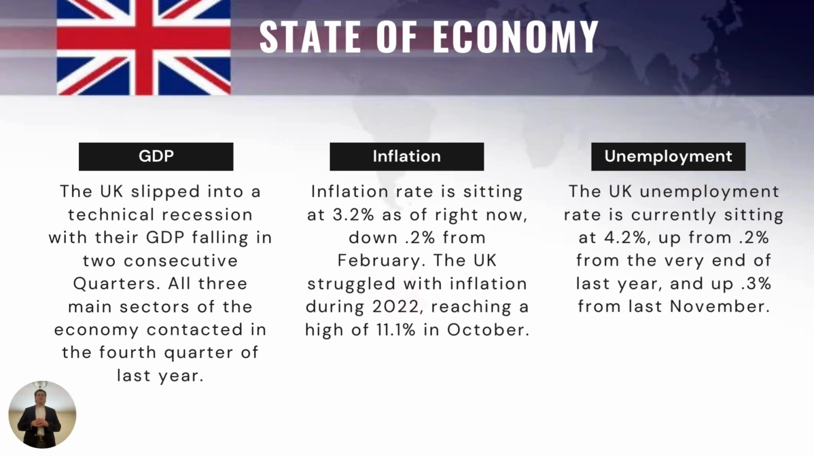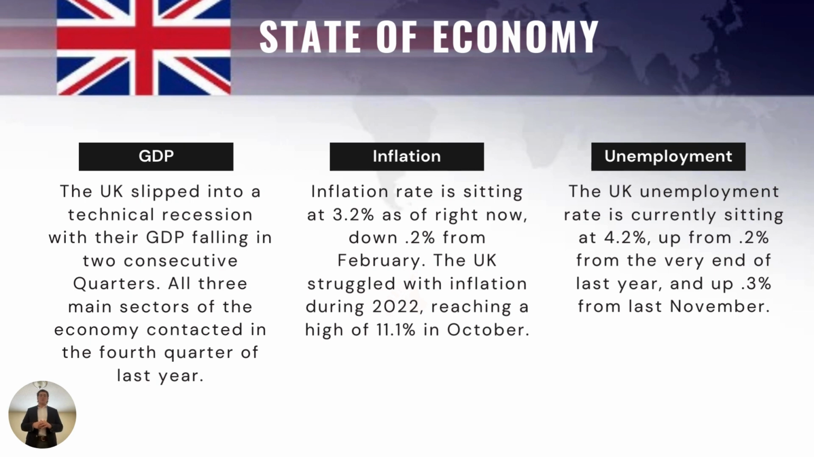So now getting into the current state of the economy, the UK slipped into a technical recession at the end of last year, with the last two consecutive quarters, their economy shrunk. This is kind of the regular way that people see it: if they've shrunk in two consecutive quarters, they're probably going through a bit of a recession. And actually, in the last quarter of last year, all three main sectors of the economy shrunk, which is not good. But GDP for the UK generally is pretty big.